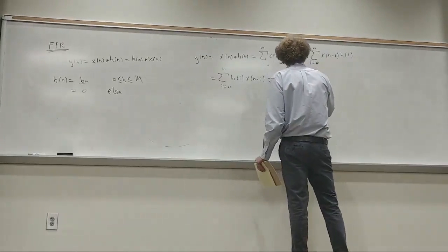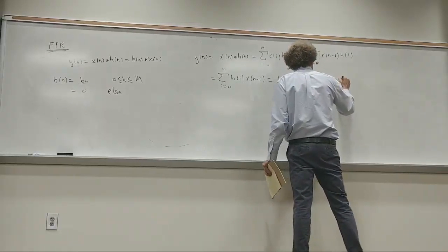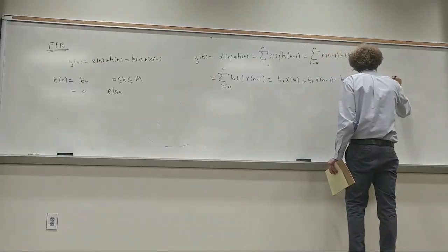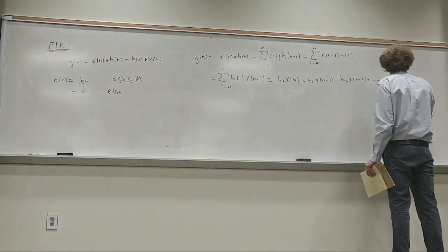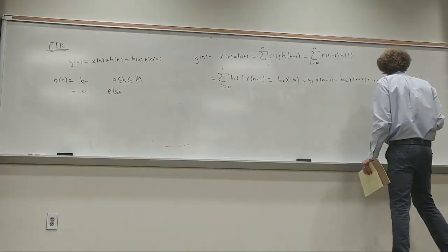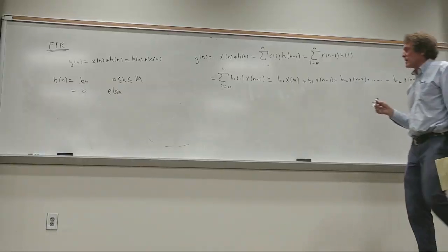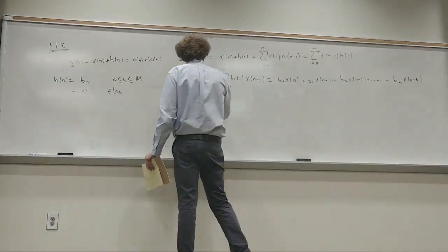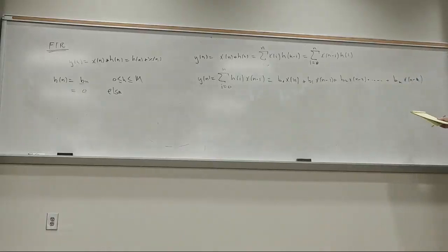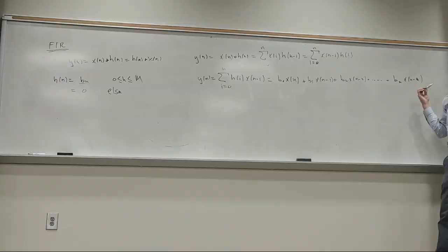Then it would be what? Plus b1 times x of n minus 1, plus b2 x of n minus 2, plus and so on, plus b sub m x of n minus m. But again, this is finite in terms of its extent. So y of n can be calculated via convolution in the discrete time domain by using a finite number of coefficients that multiply the incoming sum.